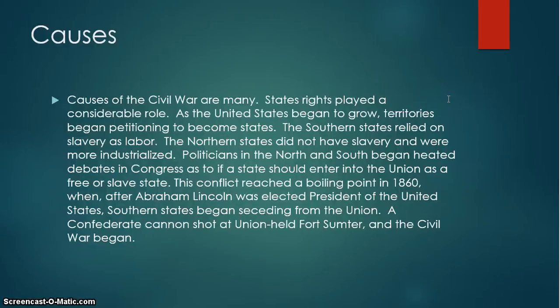Politicians in the North and South began heated debates in Congress as to if a state should enter into the Union as a free or slave state. This conflict reached a boiling point in 1860 when, after Abraham Lincoln was elected President of the United States, Southern states began seceding from the Union. A Confederate cannon was shot at a Union-held Fort Sumter, and the Civil War began.